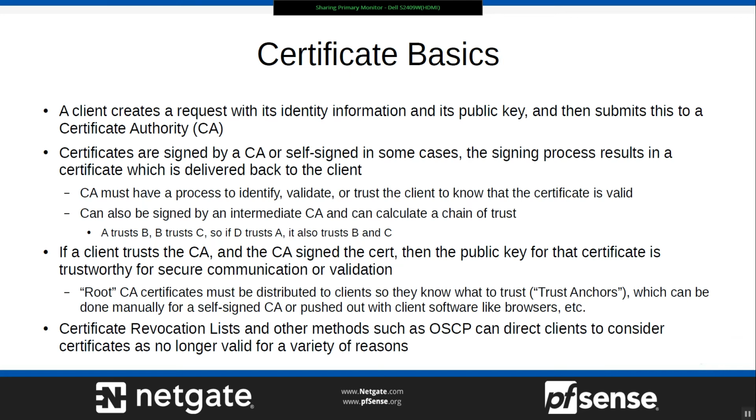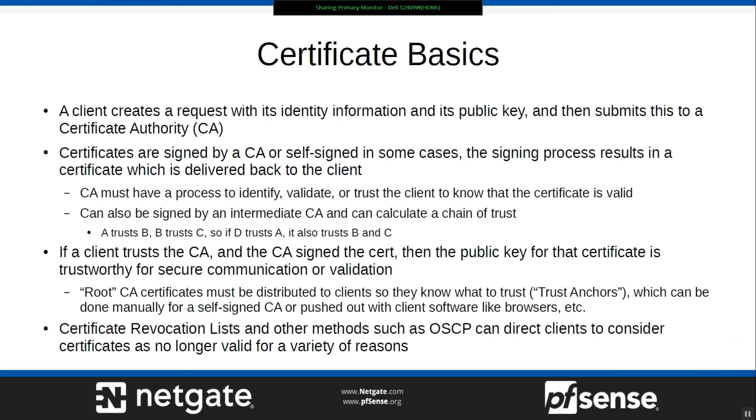The CA can also be signed by an intermediate CA, or the certificate can be signed by an intermediate CA. So you may have a root, that root trusts an intermediate, and that intermediate trusts you. If A trusts B, and B trusts C, then if your client trusts that root certificate, it can figure out that it needs to trust everybody else along the way.